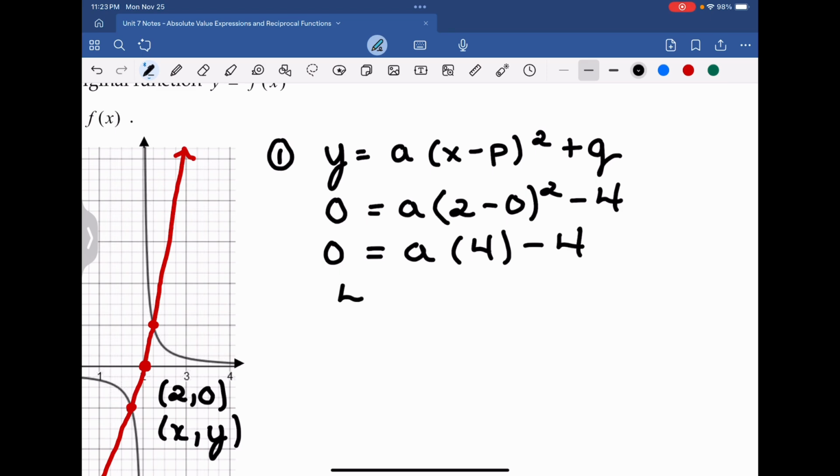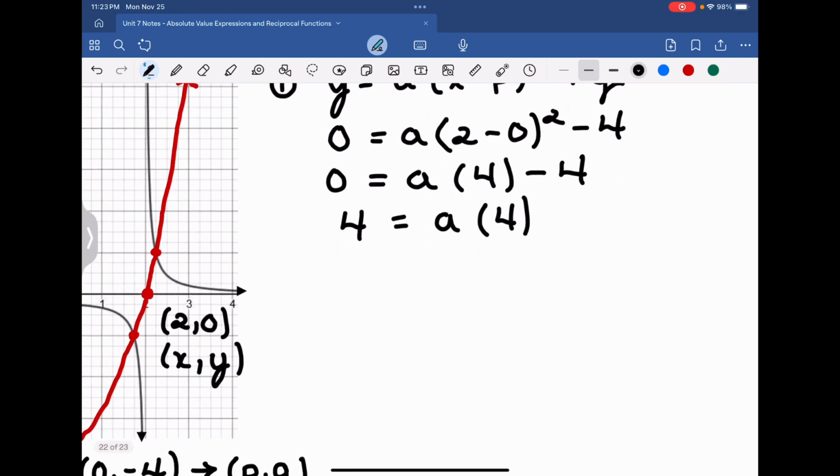We add the 4 to both sides, giving us 4 equals a times 4. We divide both sides by the 4, which is going to be taking away the 4 from the right-hand side and moving it over. And we end up getting that an a value is equal to 1.